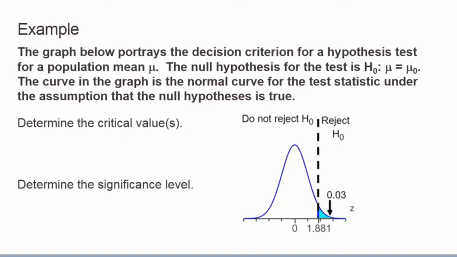Continuing our example, determine the critical value or values. Since they give us the z-score of 1.881, and that is the point that determines the rejection region versus the non-rejection region, our critical value is z equals 1.881. Determine the significance level. Since the area to the right of 1.881 is 0.03, alpha equals 0.03.